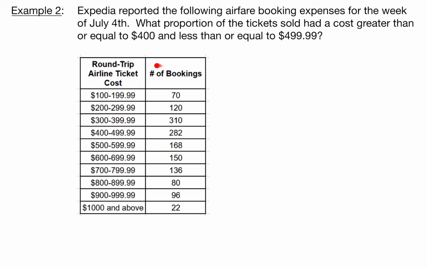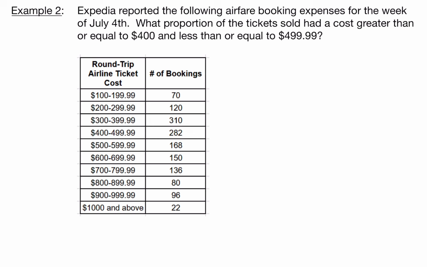And then in the next column, which represents the number of bookings or number of tickets sold, here are the numbers. Okay, so the question is, what proportion, we're going to come back to that, of the tickets sold had a cost greater than or equal to $400 and less than or equal to $499.99. So that's right here. So we're looking at this number here, 282.